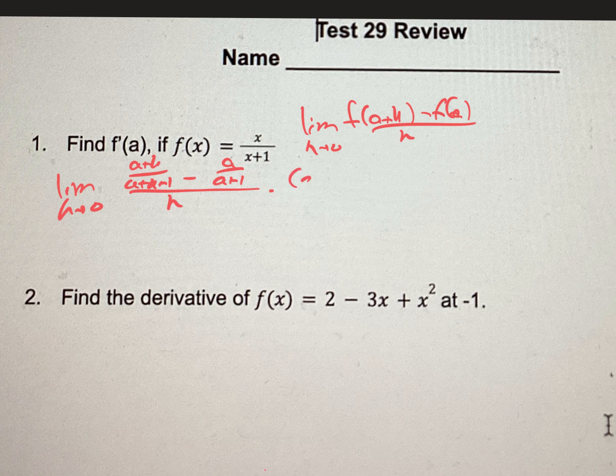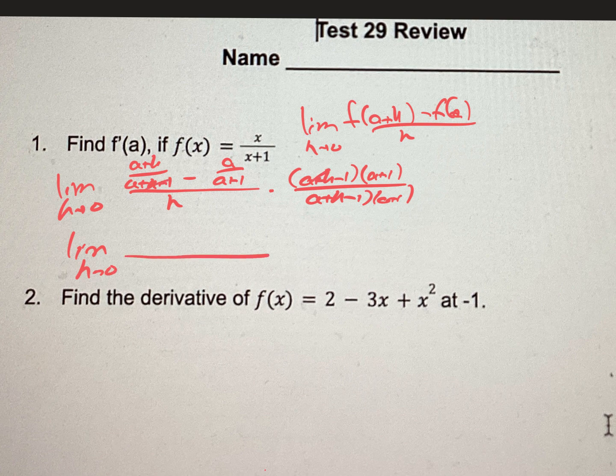You know what we're going to do here. When we have fractions inside a fraction, we're going to multiply the numerator and denominator by the LCD, which gives me the next step. When I do the numerator, those cancel, so I get a plus h times a plus 1. And then my second one, I get a times a plus h plus 1. All that's over h times a plus h plus 1 times a plus 1. That's a lot of a's and h's.